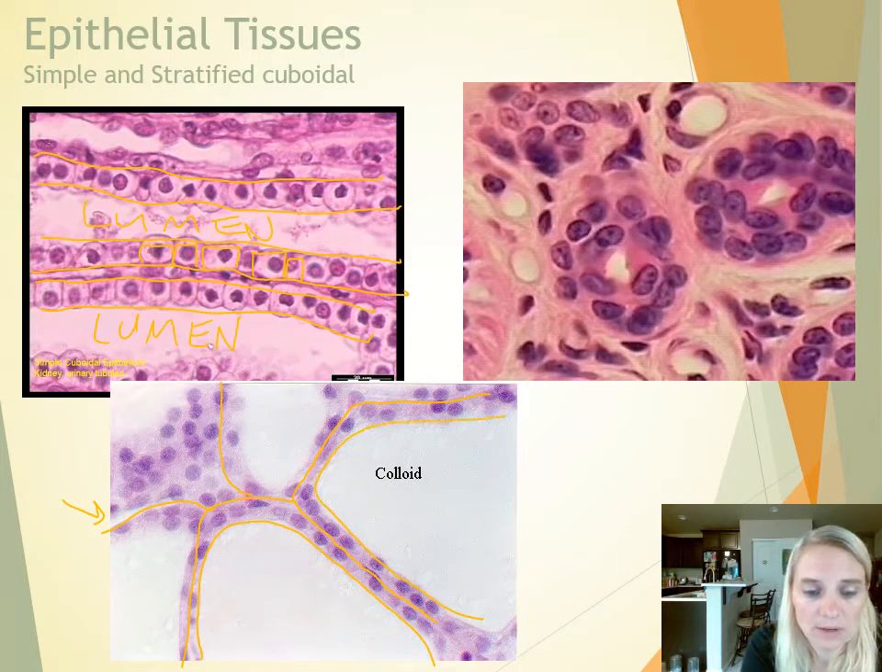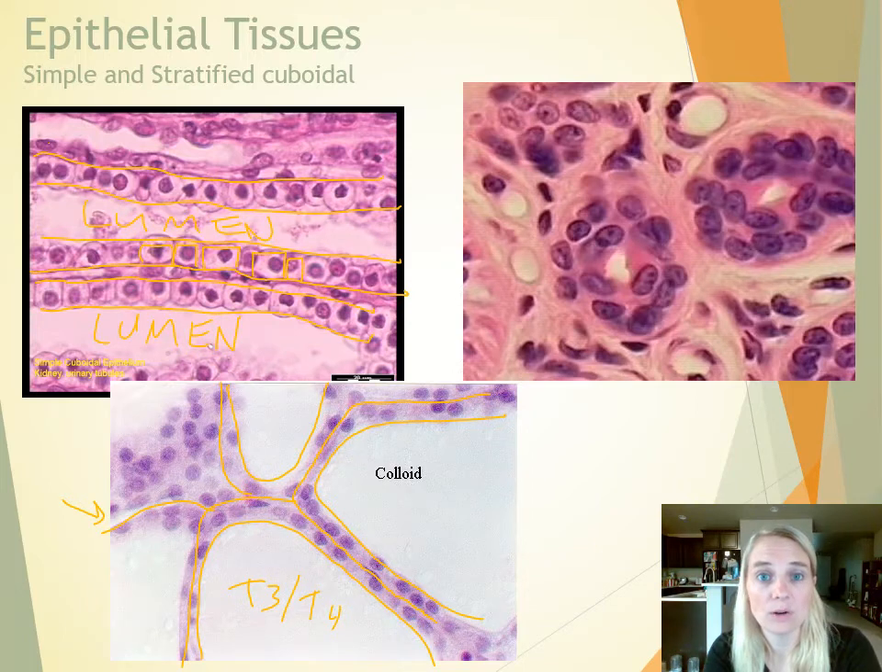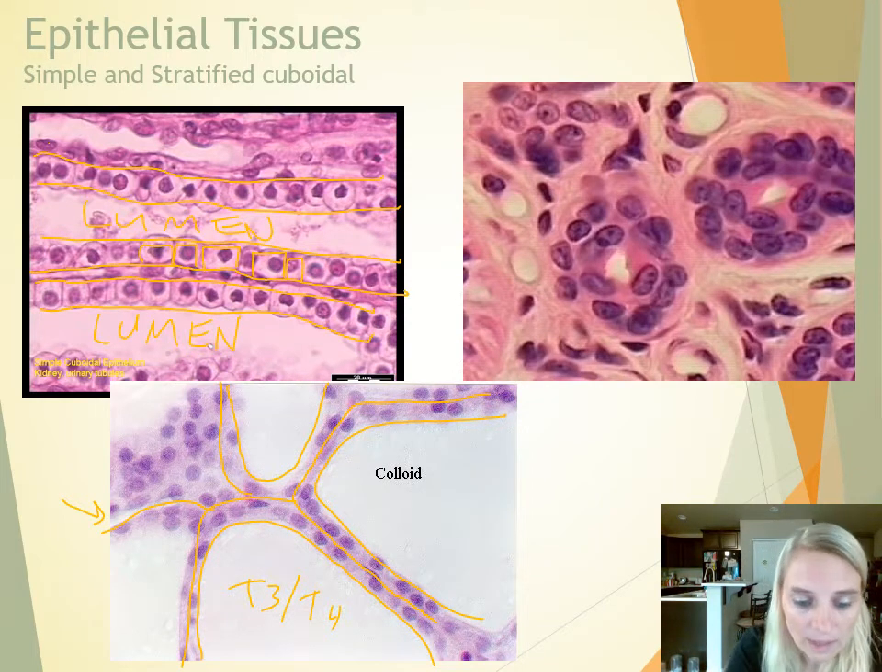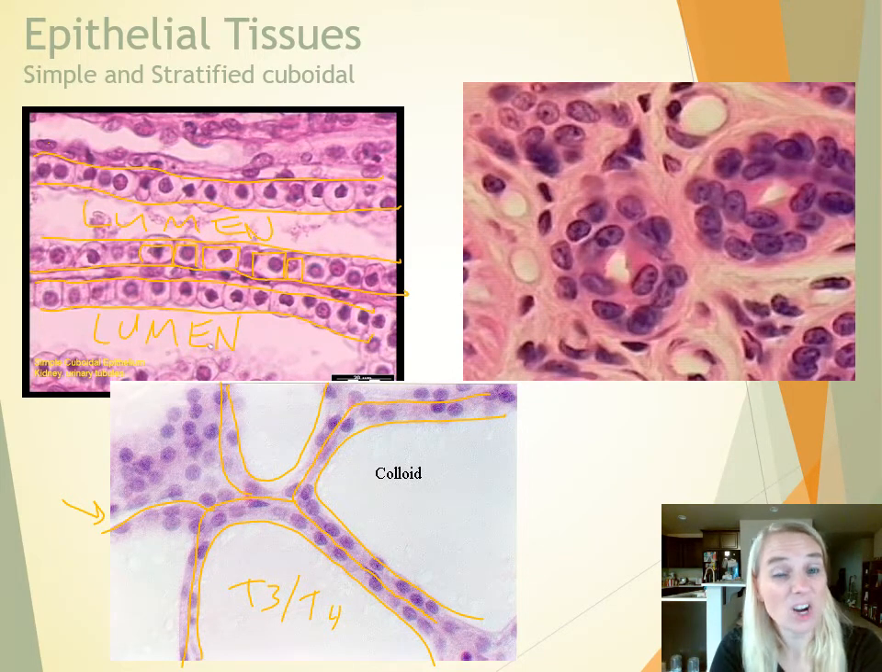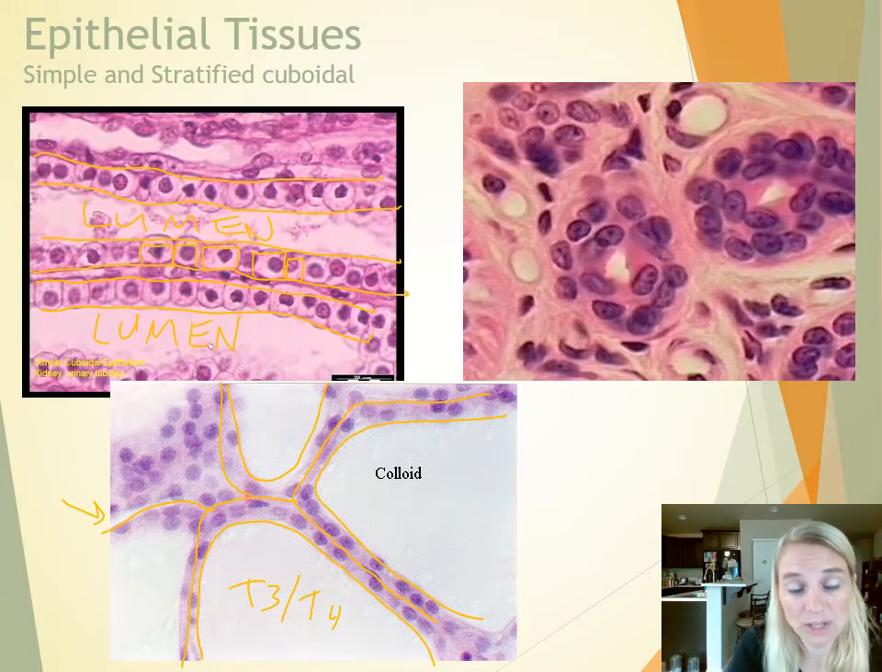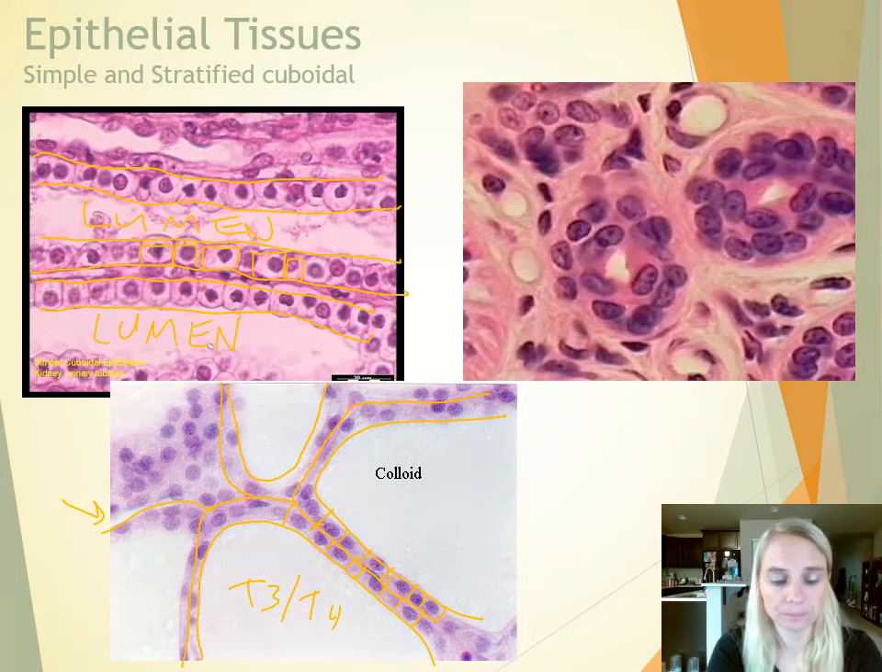These are the cells that make your thyroid hormone, and the thyroid hormones like T3 and T4 are stored in those follicles. Sometimes it's really hard to see the definition of the plasma membrane, but you can see the nuclei. Each one of those nuclei, we are assuming, is within a single cell. If we divide those nuclei, we can see, oh yeah, they are kind of cube shaped. So there's your simple cuboidal.